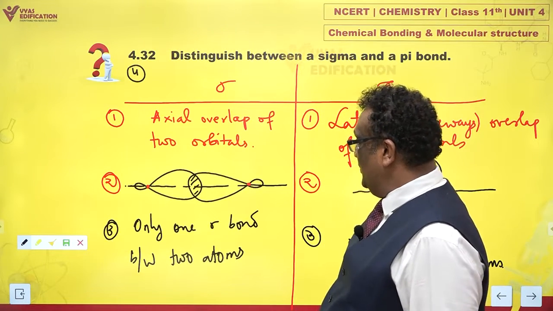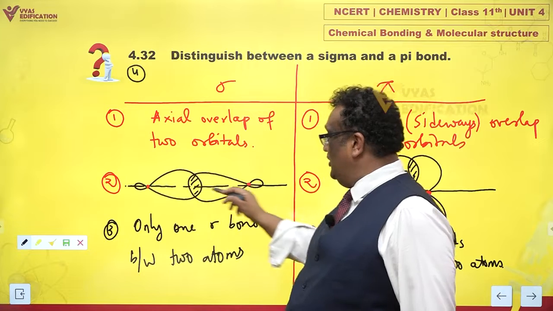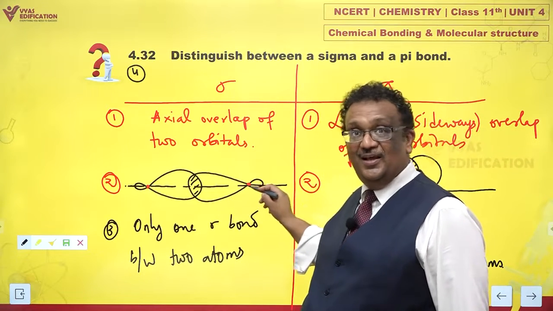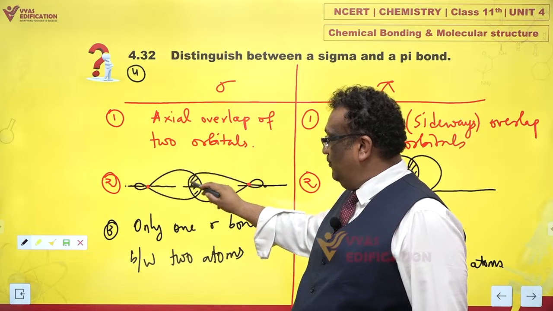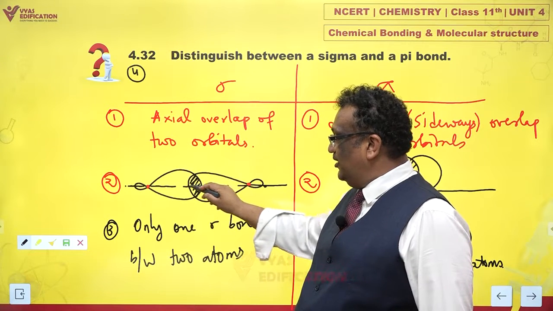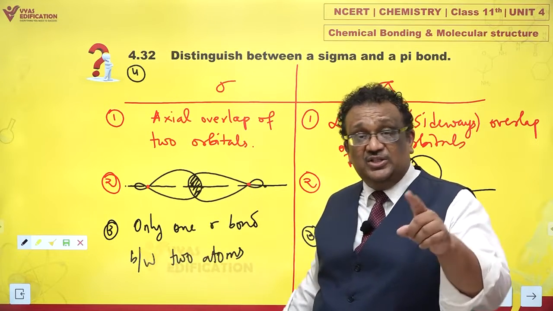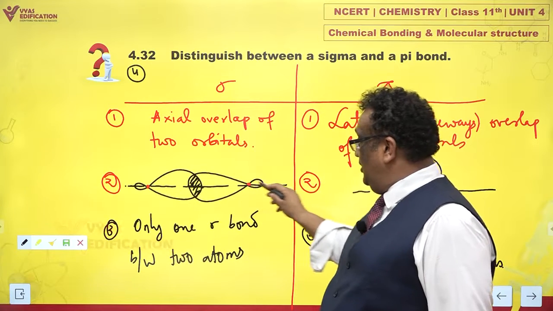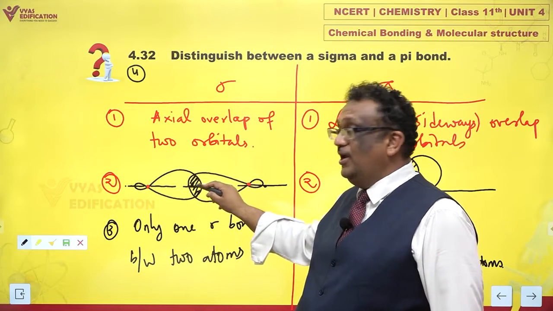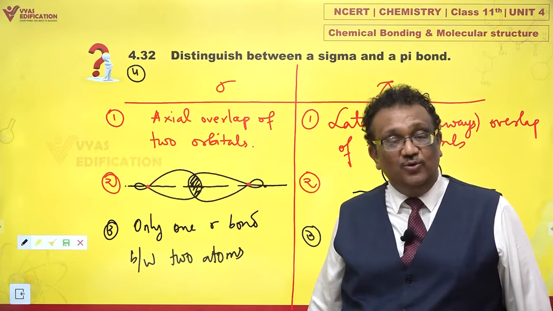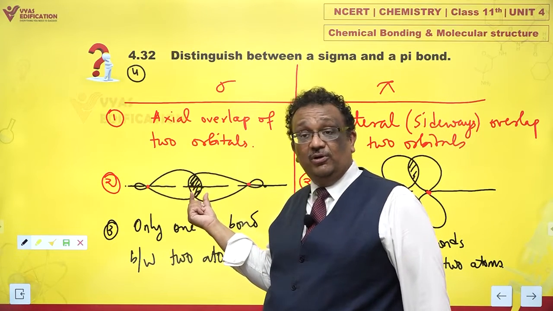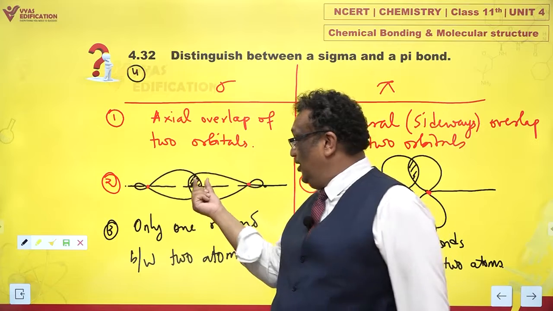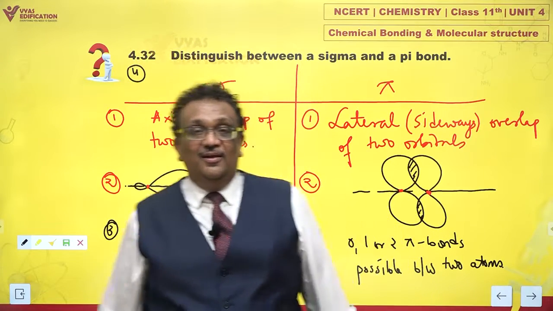What is that? Just look at the line joining the two nuclei. Can you see that? Yes. The probability of finding the shared electron cloud is maximum along the line joining the two nuclei, more fashionably called the internuclear axis. So the probability of finding the shared electron cloud is maximum along the internuclear axis in a sigma bond.